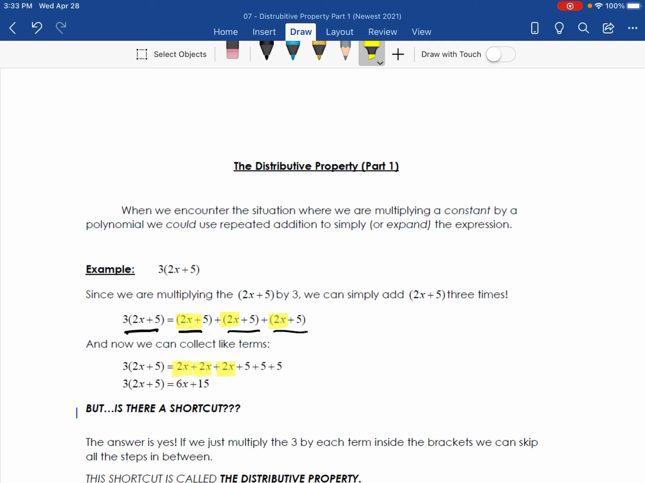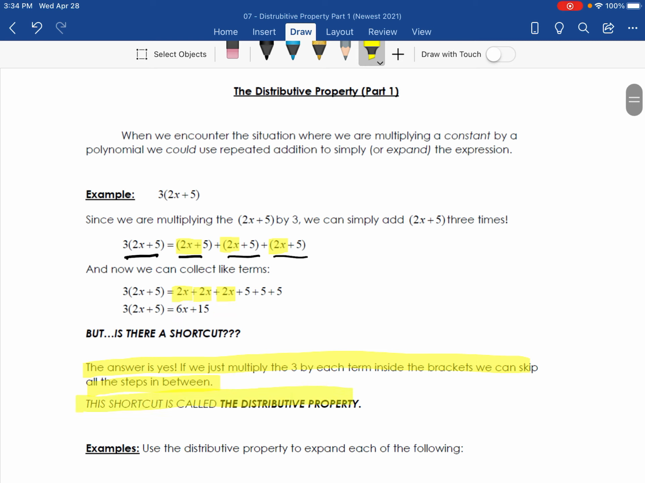But is there a shortcut? And yes, there is. We won't have to write this out every time, because we certainly don't want to have to write this out every time when the number gets big. If we multiply the 3 by each term inside the brackets, we can skip the steps in between. That is called the distributive property. Let me go back and show you what I mean. We could have right at the start gone, okay, 3 times 2x gives the 6x. 3 times 5 gives the 15. That's the distributive property in a nutshell.